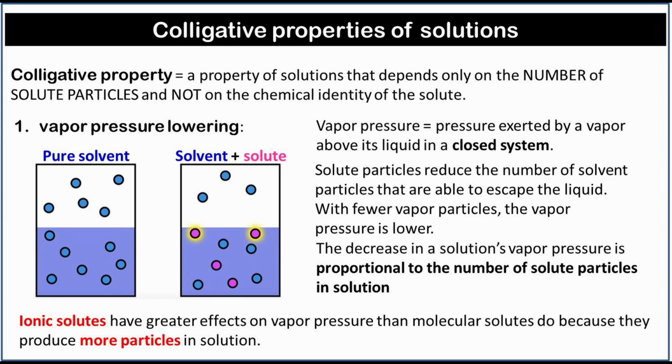A solution that contains a non-volatile solute always has a lower vapor pressure than the pure solvent. Remember that vapor pressure is the pressure exerted by a vapor above its liquid in a closed system. Solute particles reduce the number of solvent particles that are able to escape the liquid. With fewer vapor particles, the vapor pressure is lower. The decrease in a solution's vapor pressure is proportional to the number of solute particles in solution. Ionic solutes have greater effects on vapor pressure than molecular solutes do, because they produce more particles in solution.